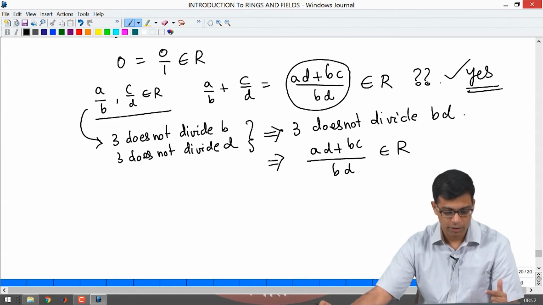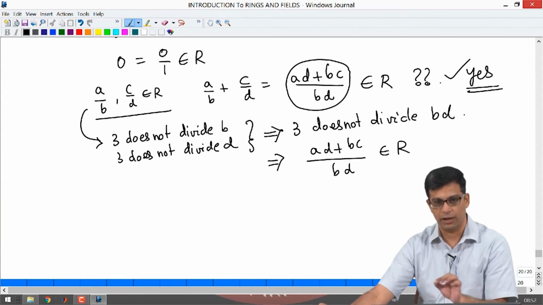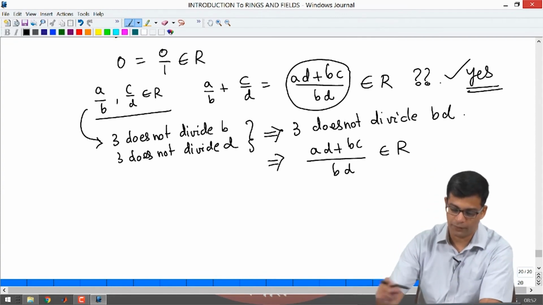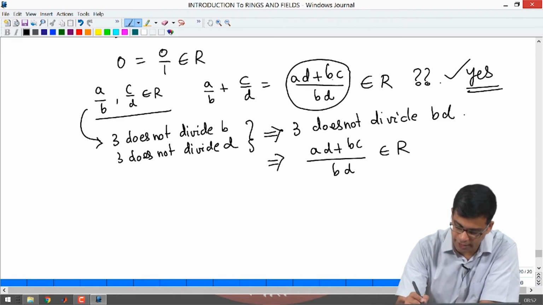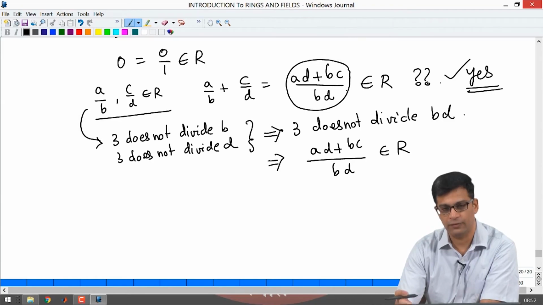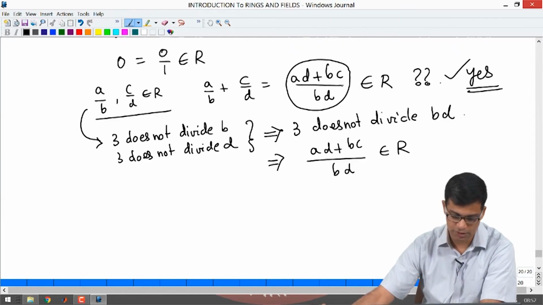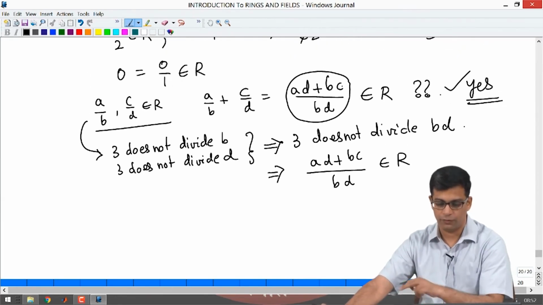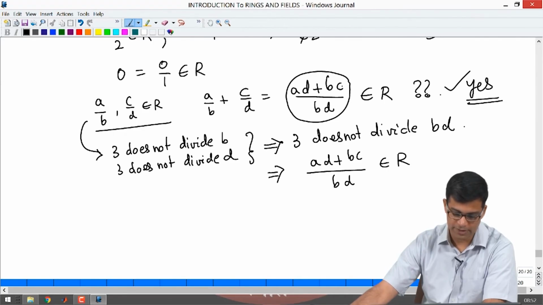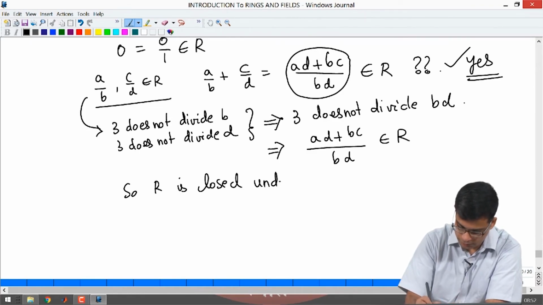Okay, just to recap again, 3 does not divide B and D. So, 3 does not divide the product BD, here 3 being a prime is used, and after cancelling common factors of this quotient AD plus BC by BD, whatever is the new denominator, being a factor of BD, will continue to be not divisible by 3. Okay, so, this is not a multiple of 3. So, A by B plus C by D is in R, that is good. So, R is closed under addition.